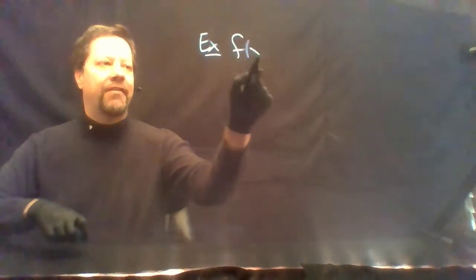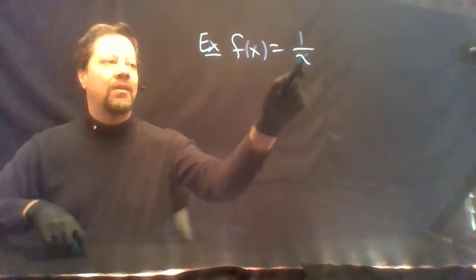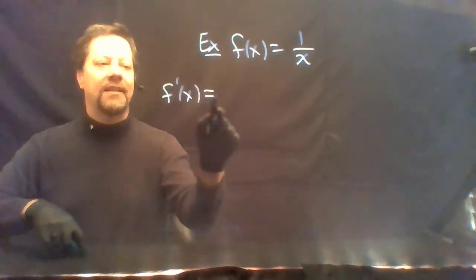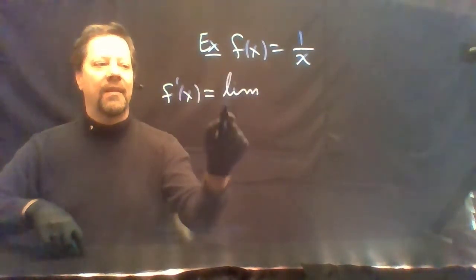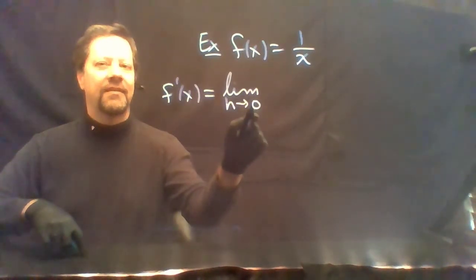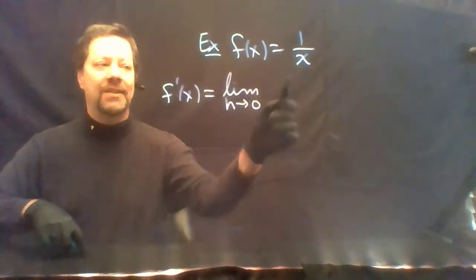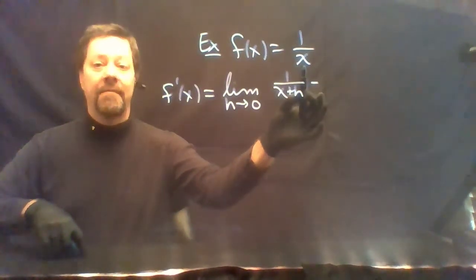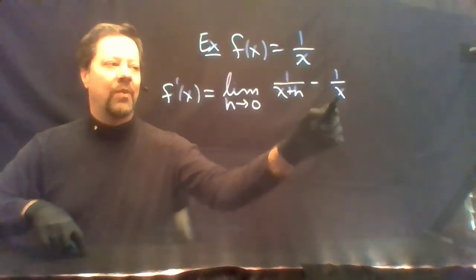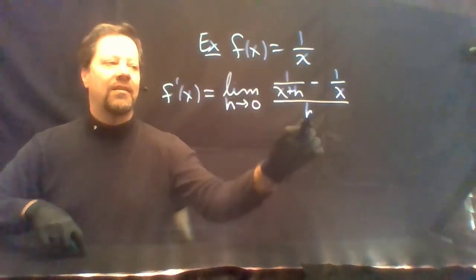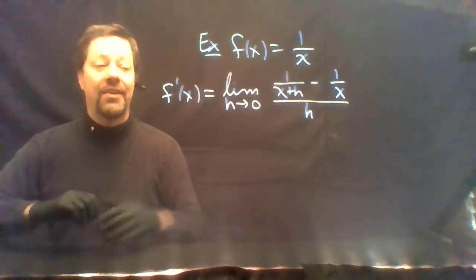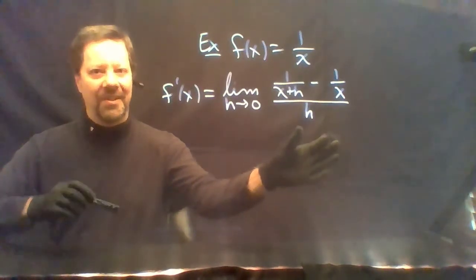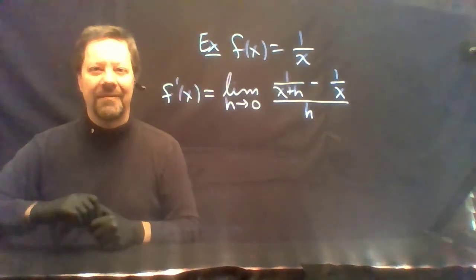Let's look at the function f of x equals 1 over x. Then f prime of x is the limit as h goes to 0. Remember, we evaluate the function at x plus h. That's 1 over x plus h minus the function f of x, and that'll be 1 over x, all over h. You can see that if you just plug in h equals 0 now, you'll end up with 0 divided by 0. And that just means more work.